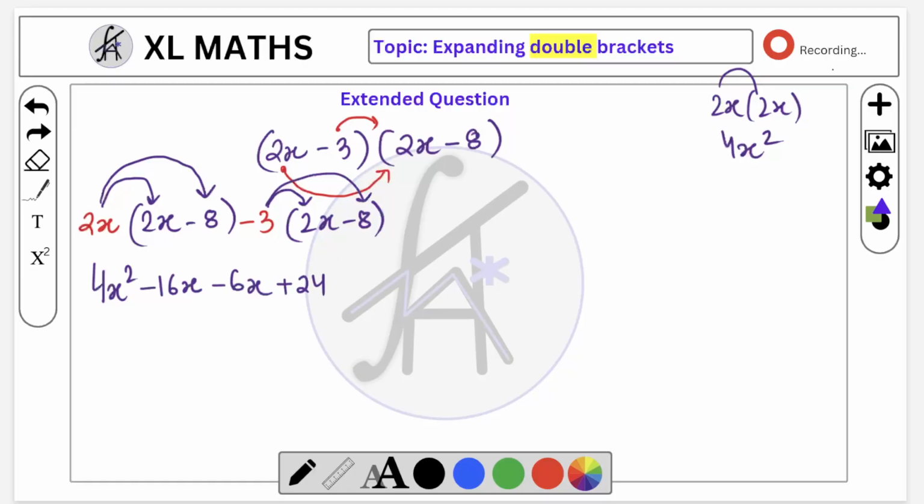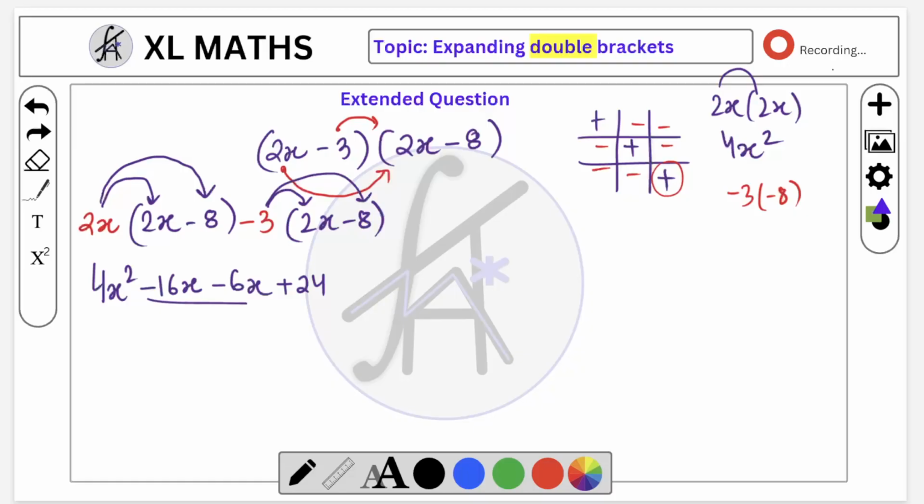Just to remember this, we use our tic-tac-toe where we have positives diagonally set and the rest of the spaces are negative. So when we have two negatives, like minus 3 times minus 8, when you multiply two negatives, you get a positive answer. Make sense? Okay, so one last step.